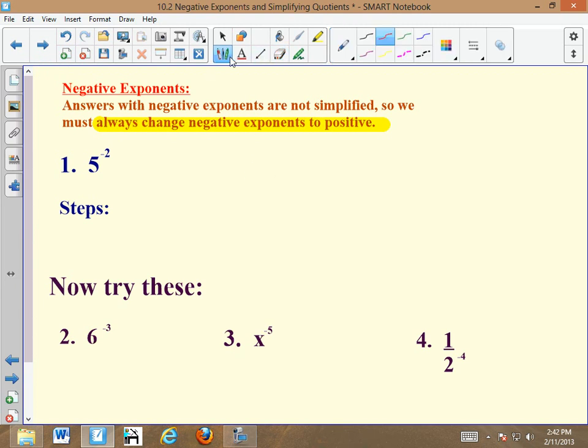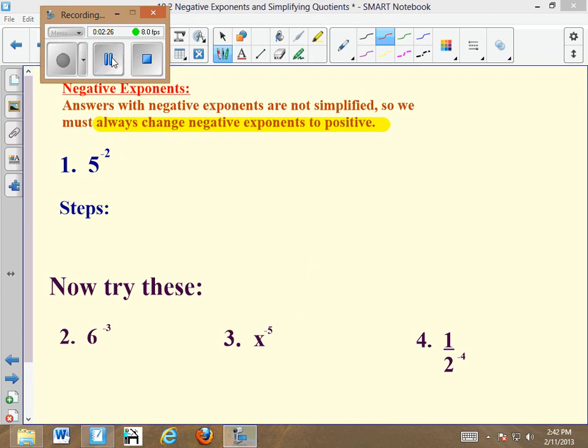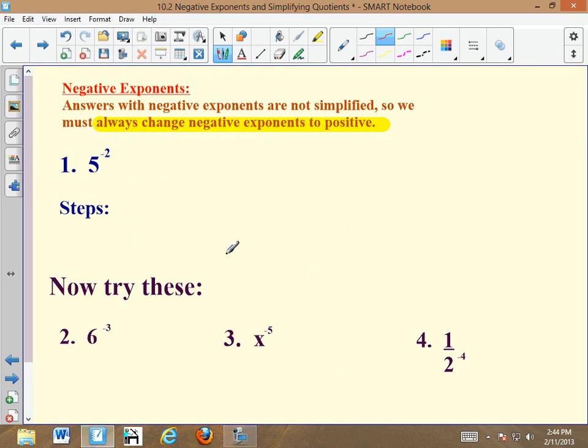Today we're going to talk about negative exponents. When I have a negative exponent, it is not simplified. I'm not allowed to have negative exponents. Okay, negative exponents in an answer is not simplified. In order to make it simplified, all you do is, this is 5 to the negative 2 power, so I just write it as a fraction, put a 1 underneath it.